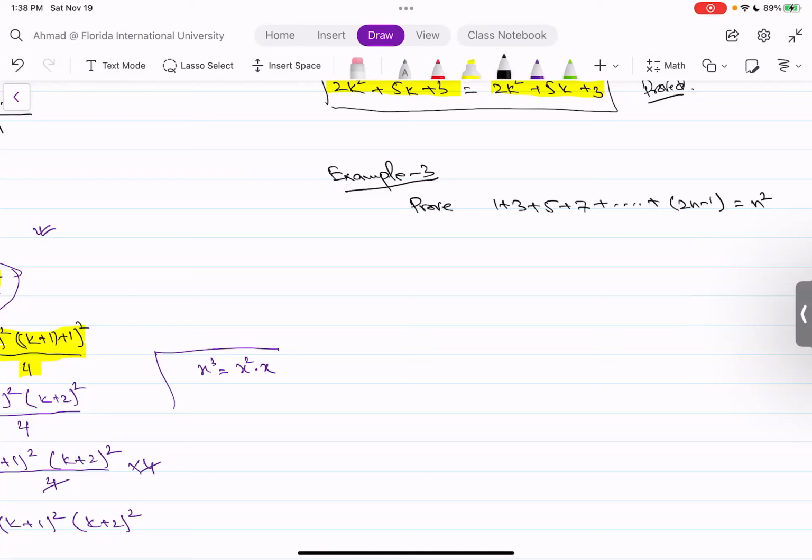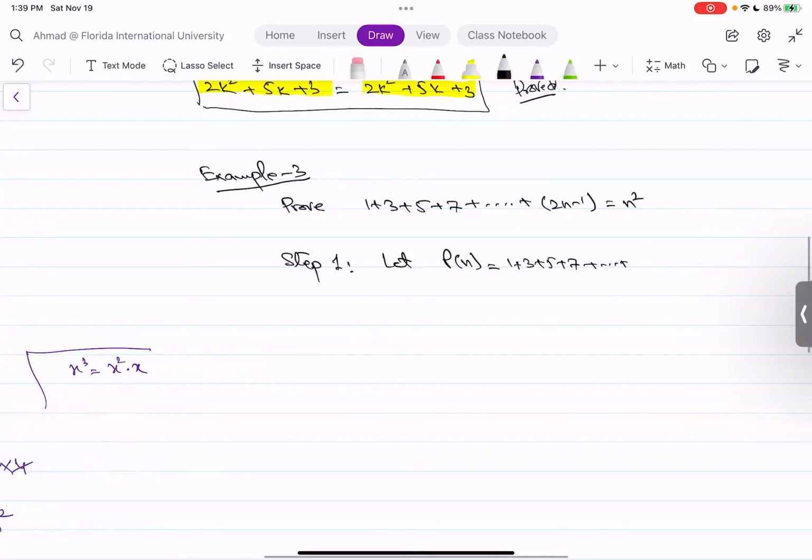So now we have to prove that. How are we going to prove this? So we'll use our own strategy now. We already have seen 2 examples. So step number 1 is we'll say let P of n be this whole term, which is 1 plus 3 plus 5 plus 7 plus so on plus 2n minus 1 is equal to n square.